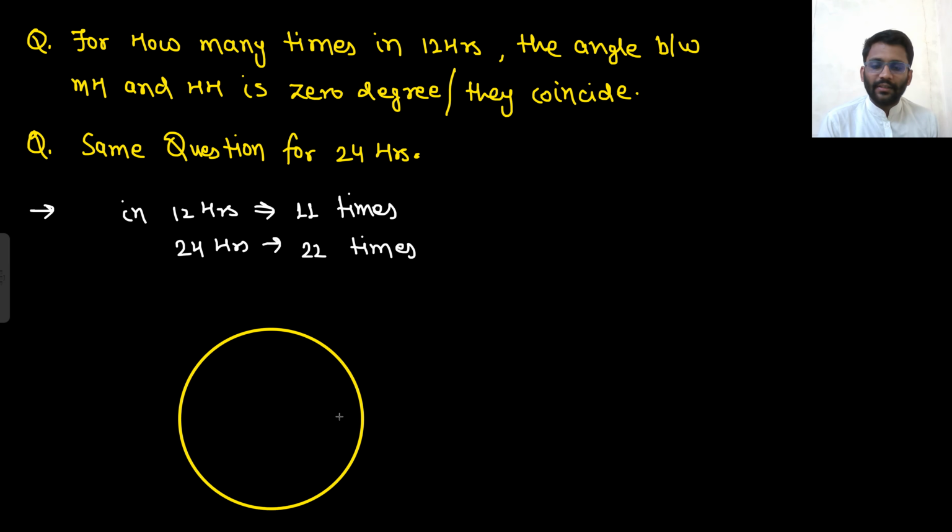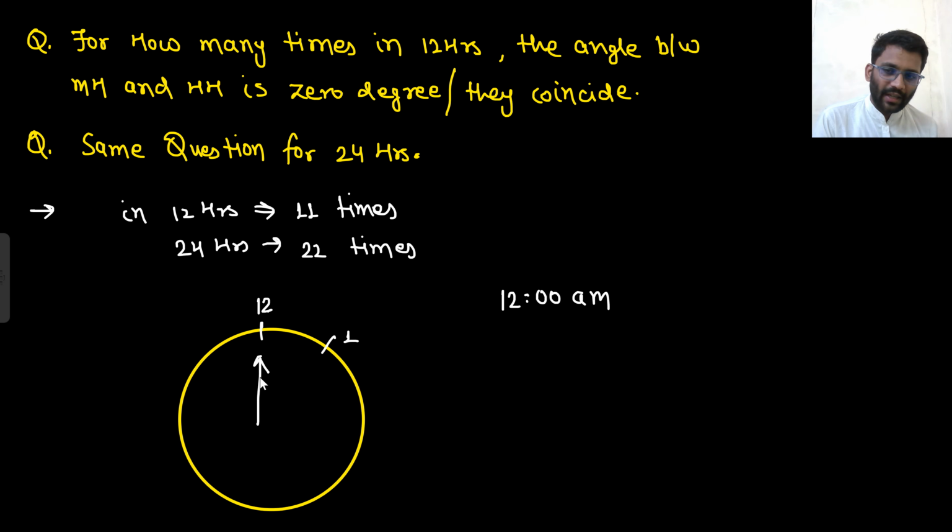Tell me one thing. At 12 p.m., or 12 a.m., whatever you can say, they would have been coinciding. This is one. The minute hand would have been here, the hour hand here, and the second hand also here. So minute, hour, second hand, all would be here only, right? At 12 a.m. Now it will start moving.